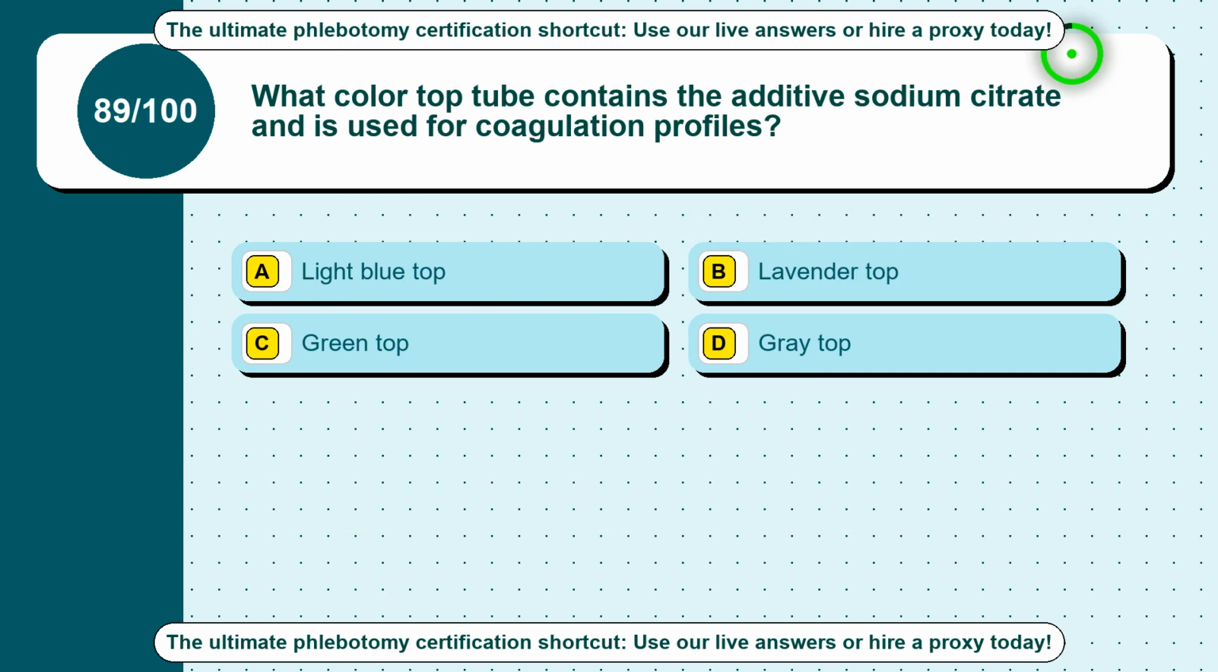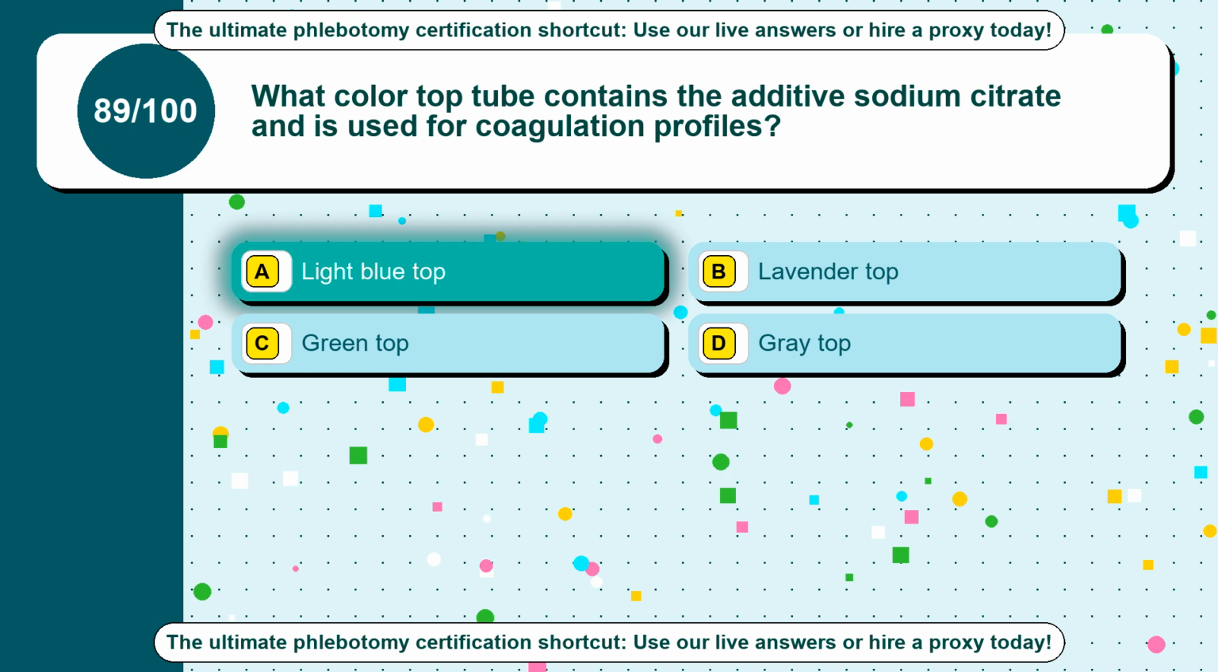Question 89. What color top tube contains the additive sodium citrate and is used for coagulation profiles? Option A, light blue top. Option B, lavender top. Option C, green top. Option D, gray top. The correct answer is option A, light blue top.